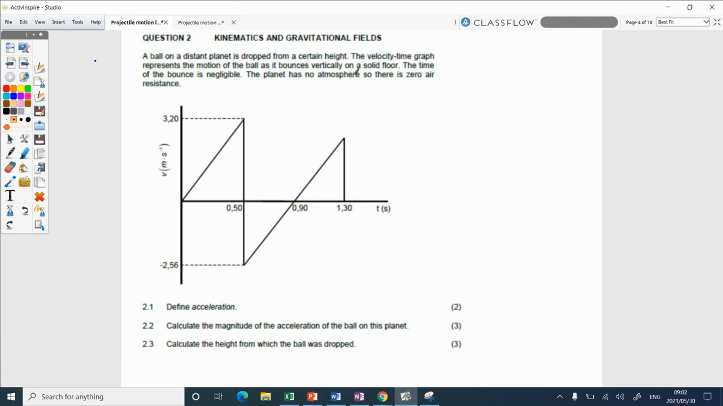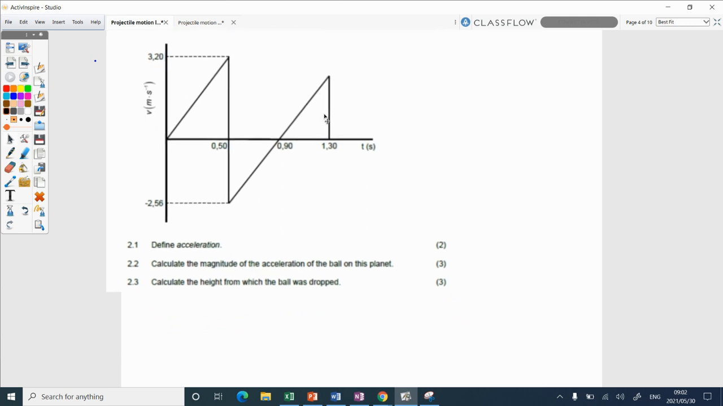Nice. Okay, so define acceleration. Can you see how much they love asking define acceleration? So that's obviously a definition that you need to learn. He's given you those sheets with the definitions on it.